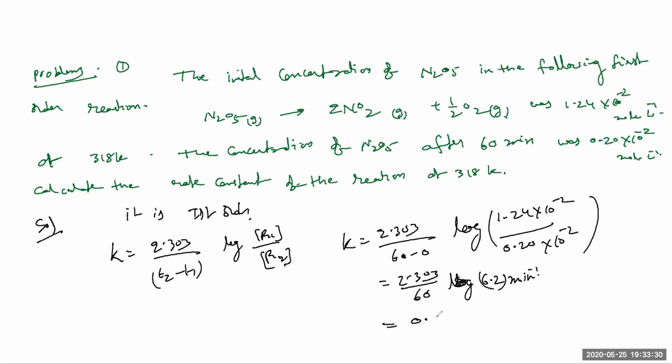Log 5, 0.677, that is okay. 0.034, 0.0304 minute inverse. This is the K value. Okay, understood, boys? Hello? Yes, sir.